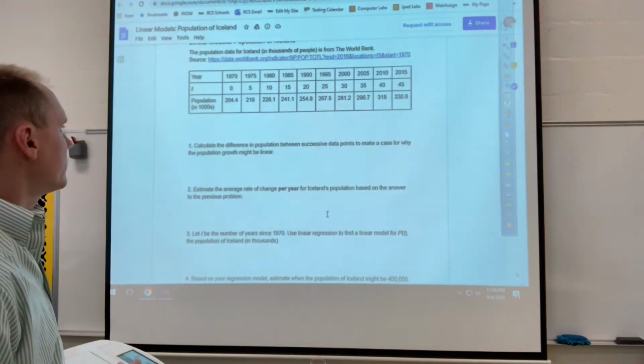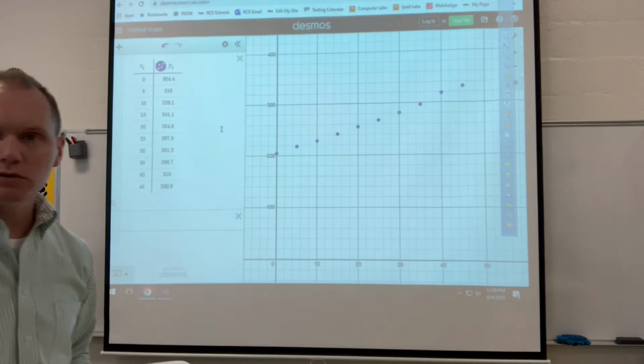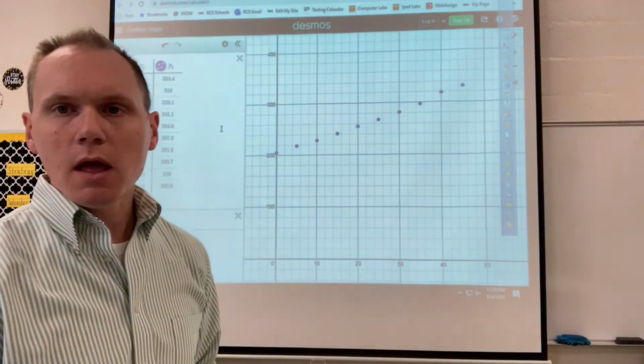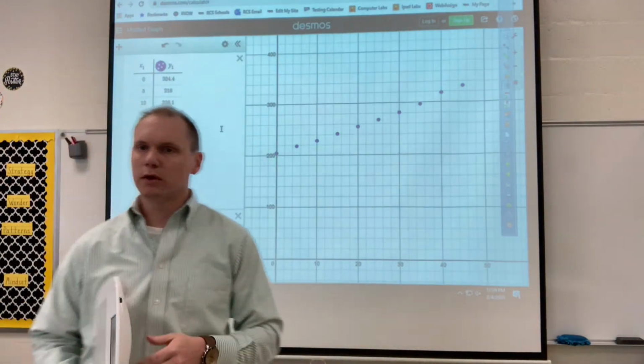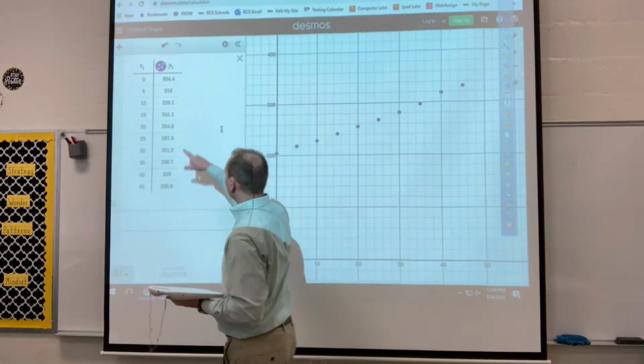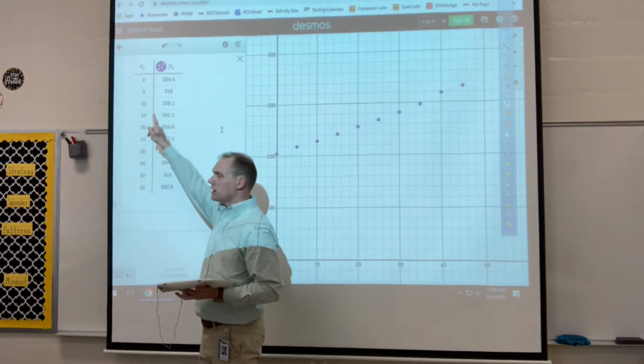So let me show you the graph of this data first. I'm on Desmos.com. If you go to Desmos, D-E-S-M-O-S dot com, and then hit the graphing calculator, you can do this alongside with me. So I've typed in the numbers here. So years since 1970 down the left side here, that's our X value.